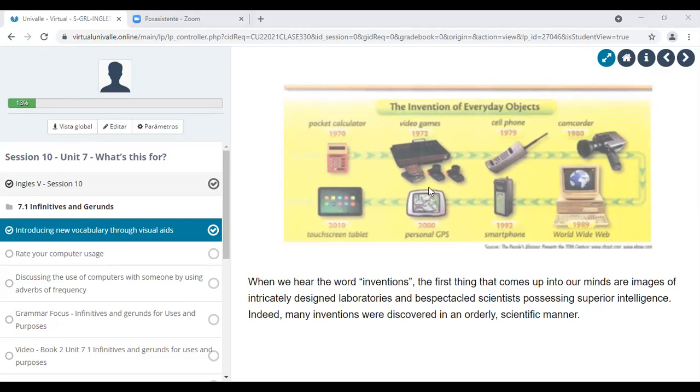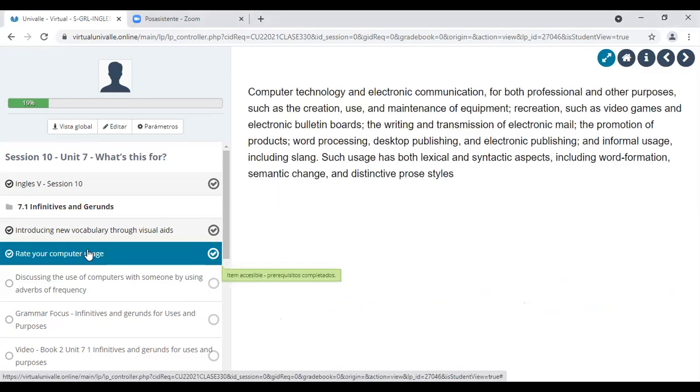So those are one of the greatest inventions that we have according to our history. Rate your computer usage. Have you ever asked why your computer battery goes slow really fast? In this case, computer technology and electronic communication for both professional and other purposes, such as the creation, use, and maintenance of equipment, recreation, such as video games and electronic bulletin boards, the writing and transmission of electronic mail, the promotion of products, word processing, desktop publishing.